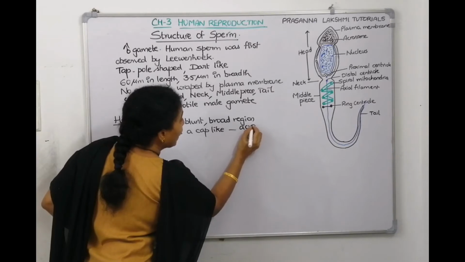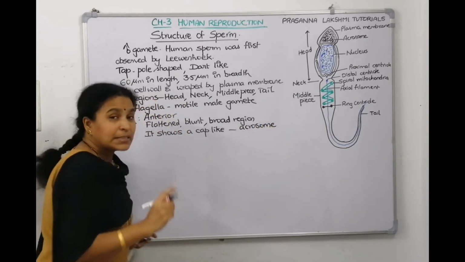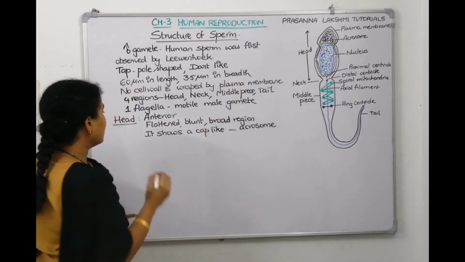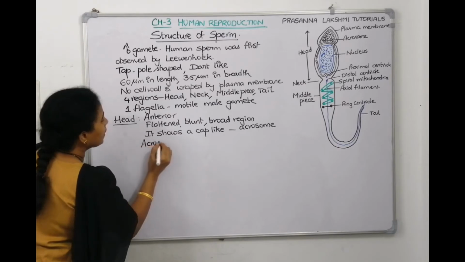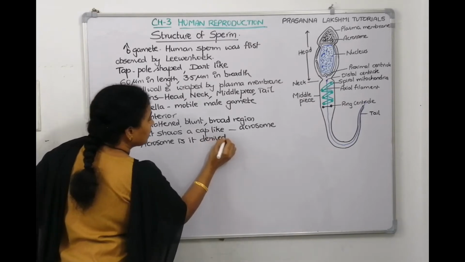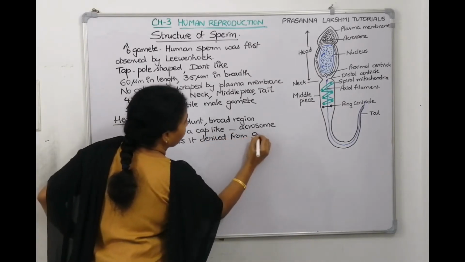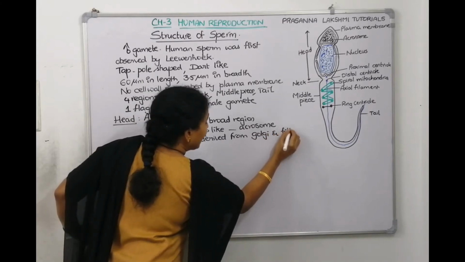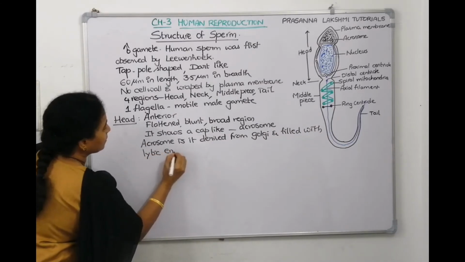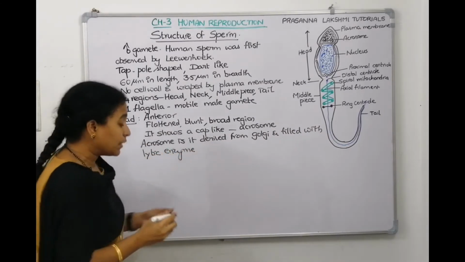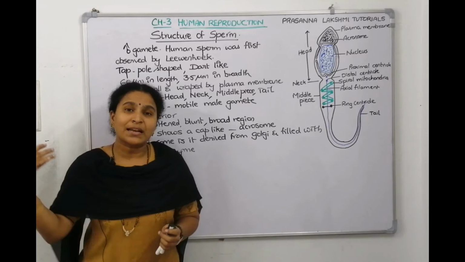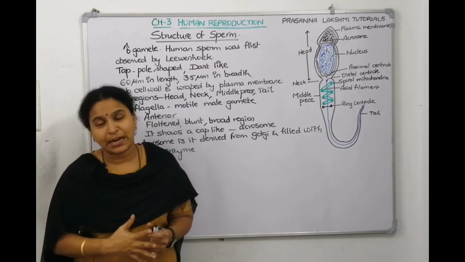What is this cap-like structure called? I told you it is the acrosome. This acrosome is filled with lytic enzymes. Acrosome, from where is it derived? It is derived from the Golgi. And what is it filled with? It is filled with lytic enzymes. These lytic enzymes can dissolve the membranes around the egg, so that the sperm can easily penetrate inside and fertilize the egg, right?